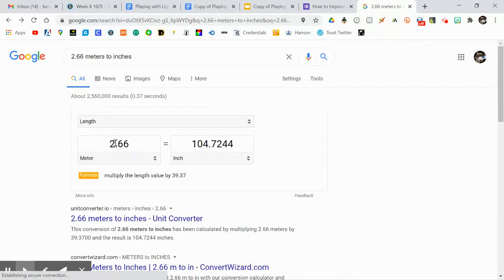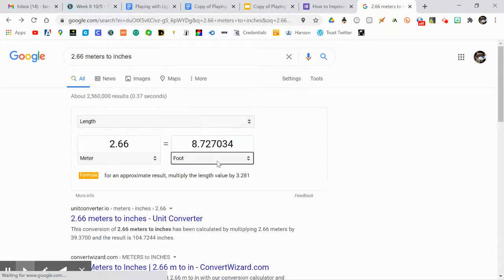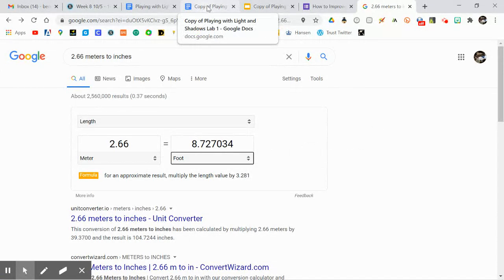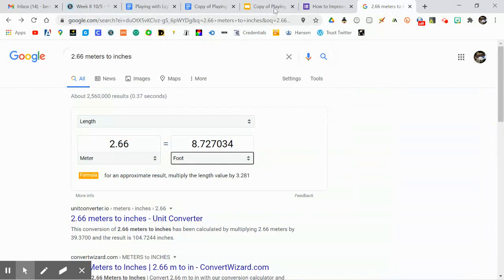So let's see. We can do foot. There you go. So 8 feet. I am not 8 feet tall. Okay, I am not 8 feet tall. So I made that number up, 98 inches. That is why I made it up, because I am not 8 feet tall.